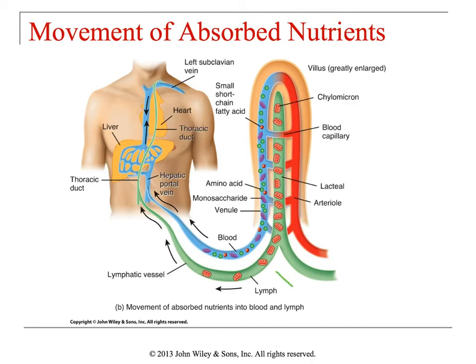The lymph is going to do kind of the same thing. The lymph is going to go back towards the heart, and the lymph will actually dump back into the bloodstream at the subclavian veins. So that's how what's in the lymph gets back into the blood.